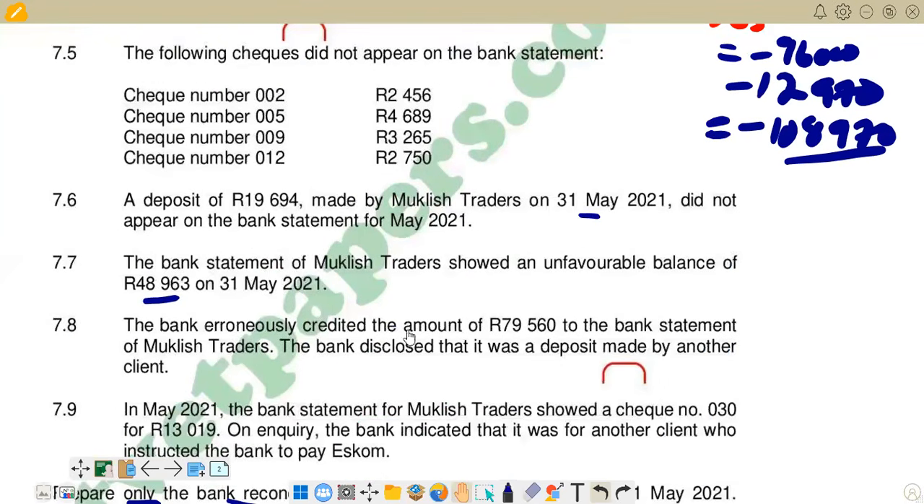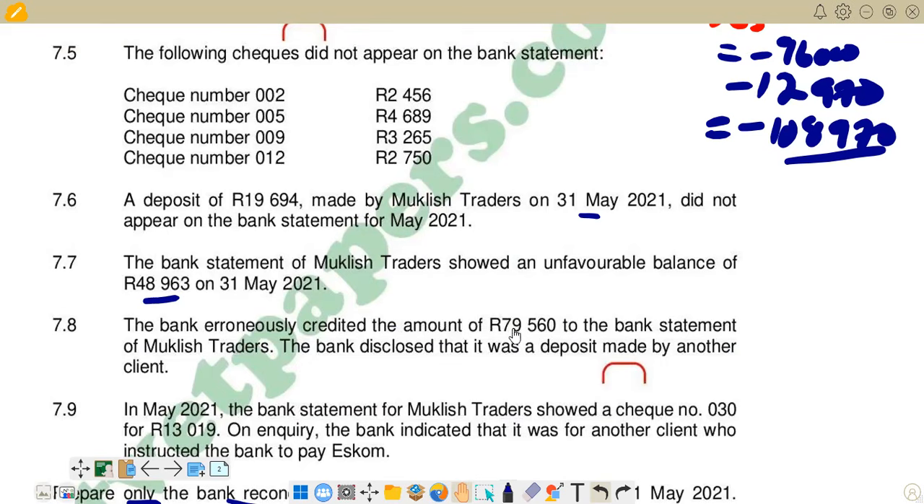Beneath that, we have this is the bank statement balance that we started with. I will skip that one. Then we go to 7.8. The bank erroneously credited the amount of 79,560 to the bank statement of Muklish Traders. The bank disclosed that it was a deposit made by another client. You see, this is a mistake that had transpired. We credited the bank statement with 79,560, assuming that is the money that has been deposited in the bank account of Muklish traders, but this was an error, so we need to correct this error.